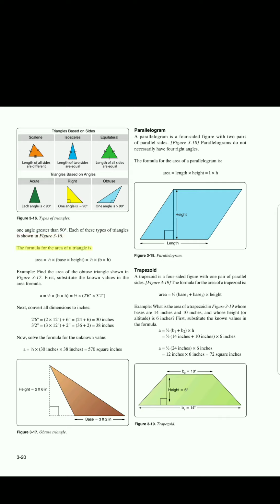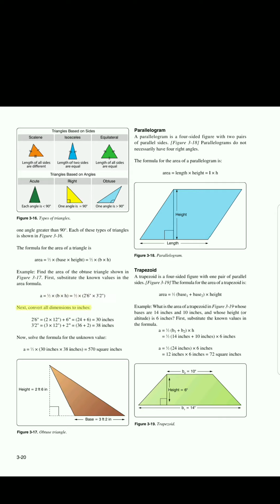The formula for the area of a triangle is area equals 1/2 times base times height, equals 1/2 times b times h. Example. Find the area of the obtuse triangle shown in figure 3-17. First, substitute the known values in the area formula. Area equals 1/2 times b times h equals 1/2 times 2 feet 6 inches times 3 feet 2 inches.